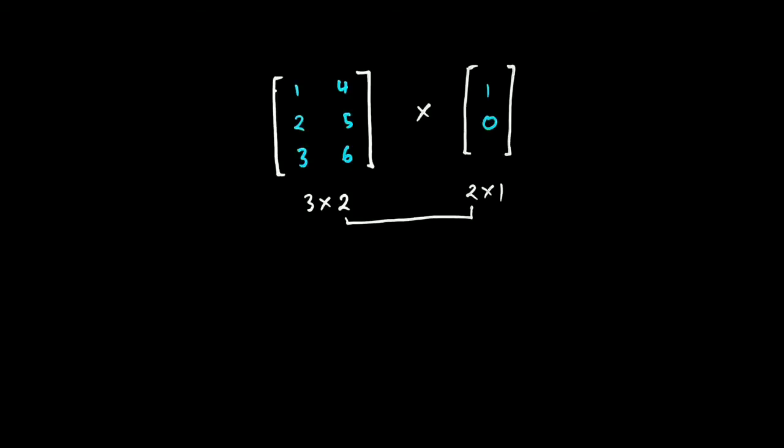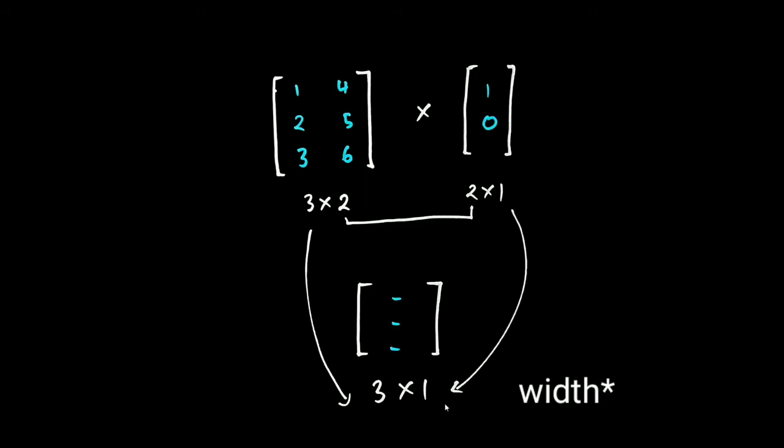Before we get started into matrix multiplication, there is another important thing that we must see. When we multiply two matrices, it forms another matrix which has the height of the first matrix as its height and the width of the second matrix as its width.